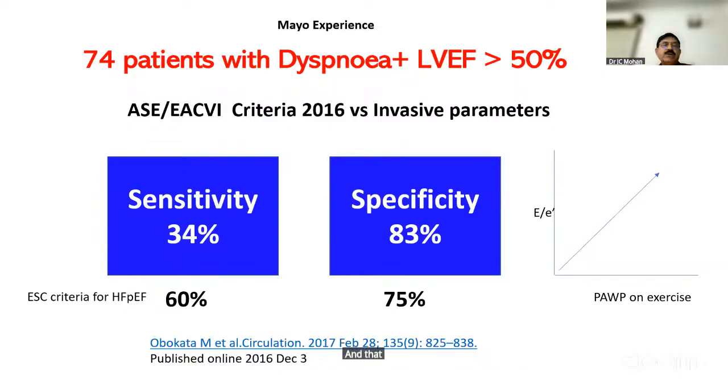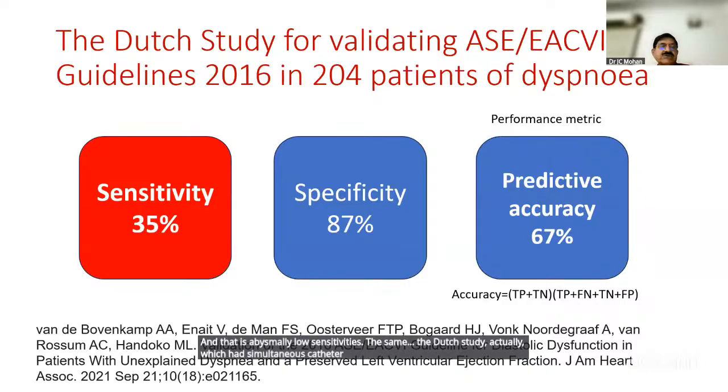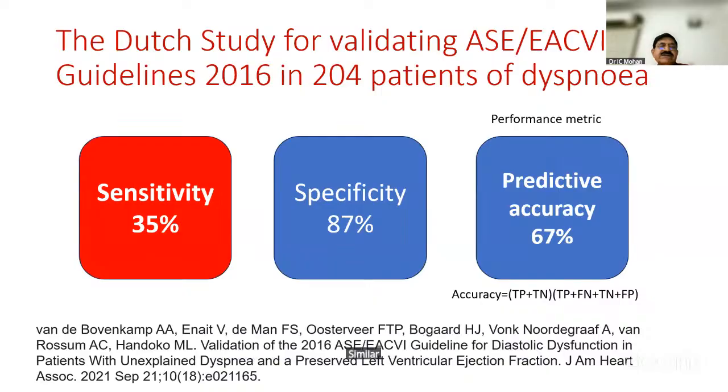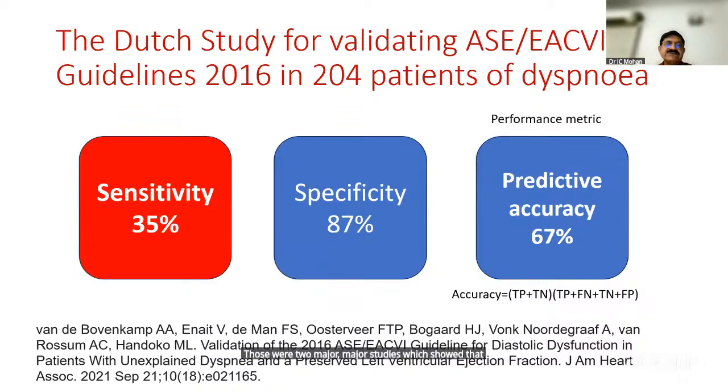And that is abysmally low sensitivity. The Dutch study, which had simultaneous catheterization, also showed a similar sensitivity for the 2016 guidelines when it came to elevated filling pressures, which means grade 2 and grade 3 diastolic dysfunction. The sensitivity was 35%, specificity again was similar, 87%, and predictive accuracy 67%. Those were two major studies which showed that sensitivity was pretty low.